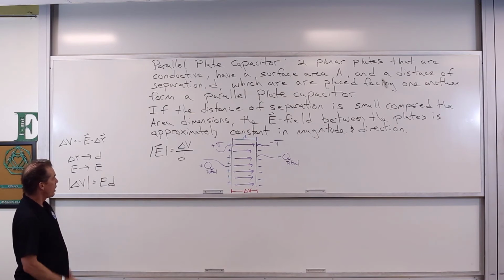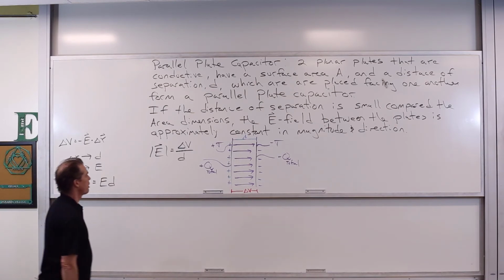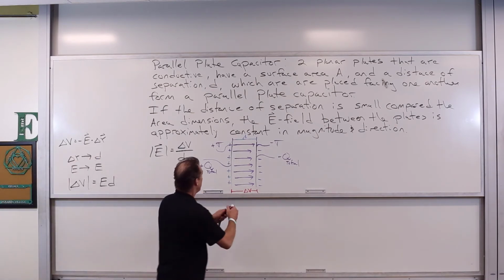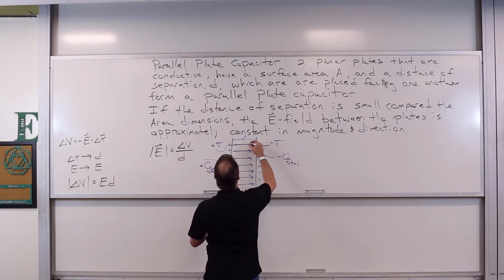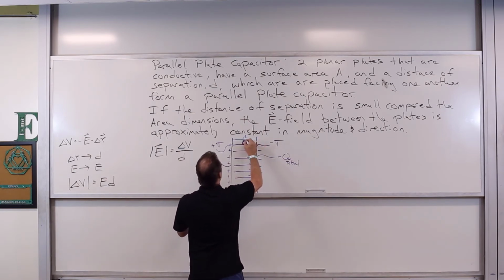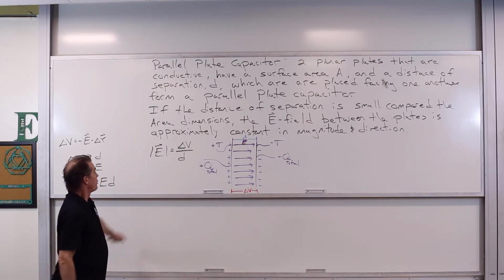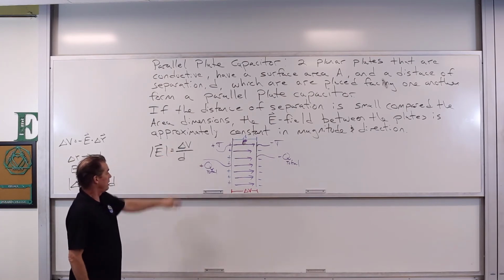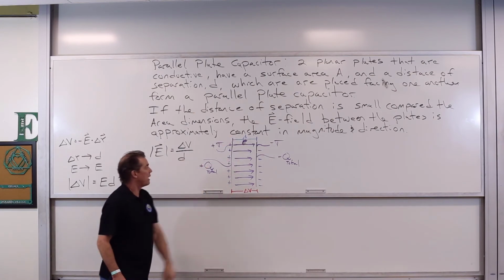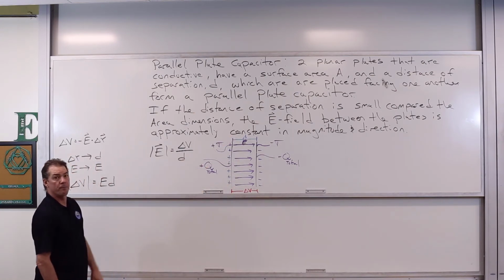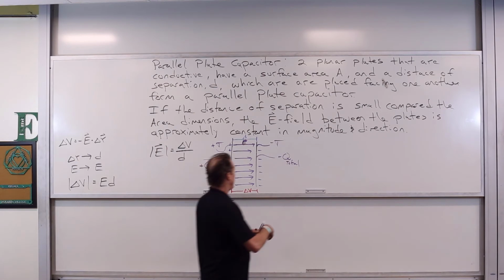We have Q, the charge separation, surface charge density, distance of separation, and lastly, we should really be putting in E, which points from plus to minus. There we go. So the electric field's magnitude is just given by the potential difference divided by the distance of separation. Great. And what else do we have?